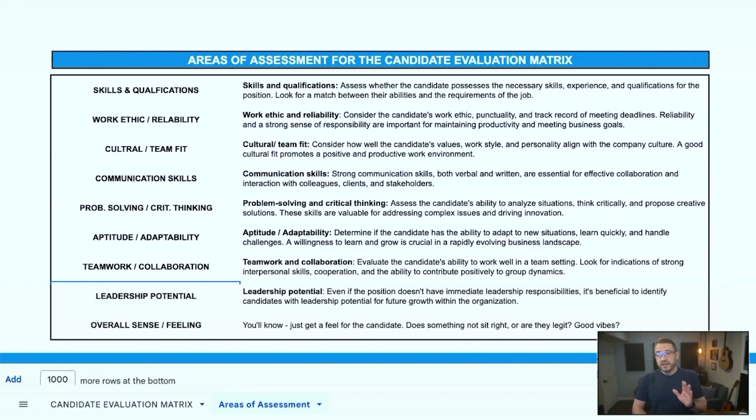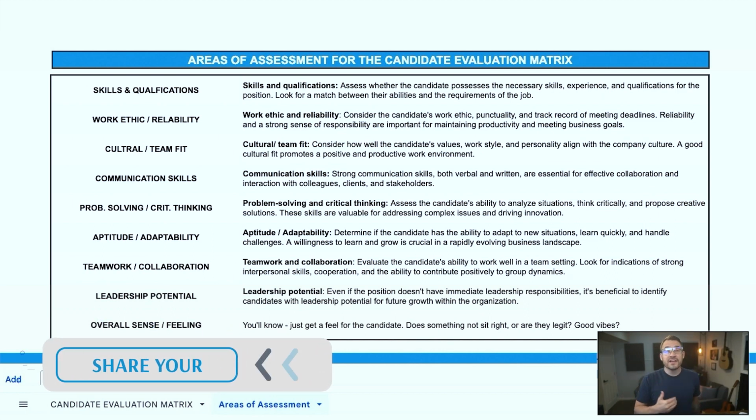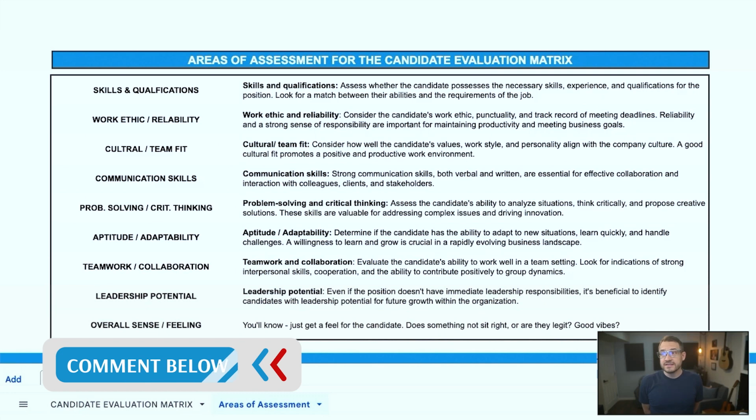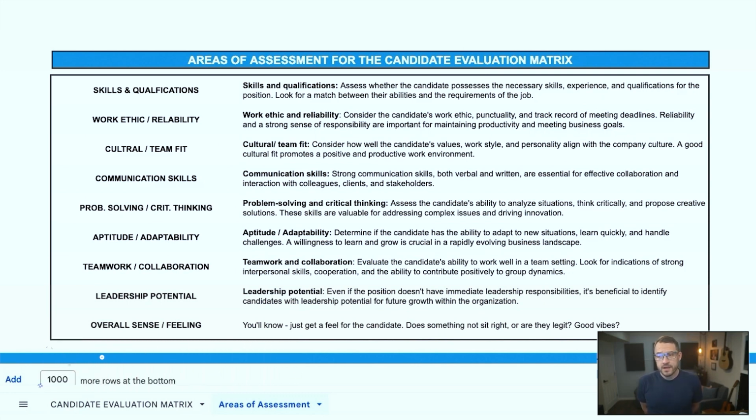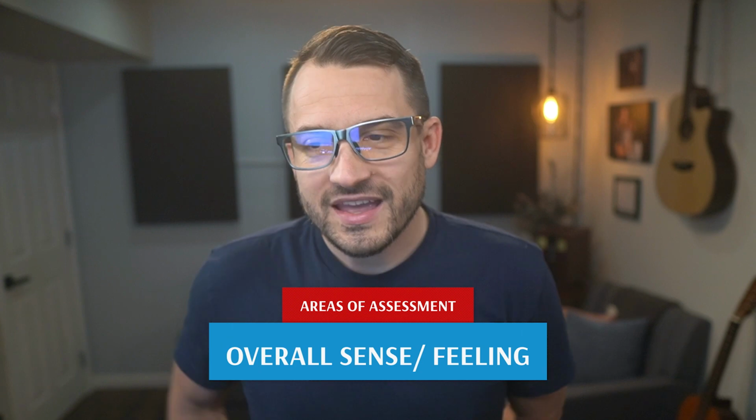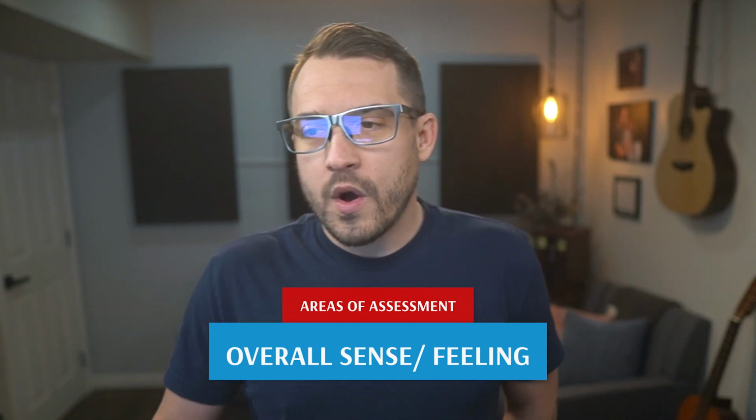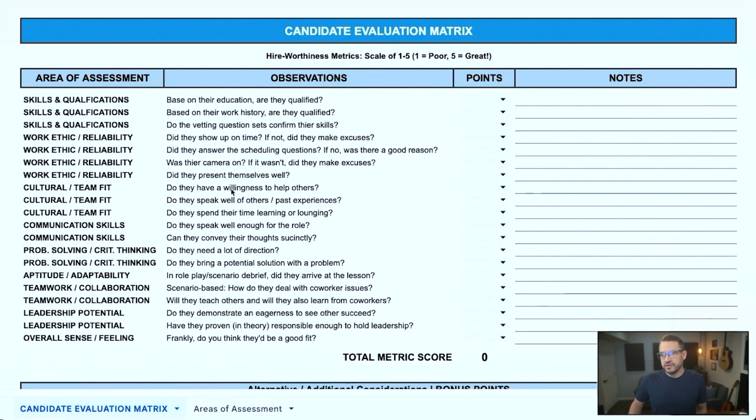So the last thing that I've included in here, and again, please comment below if there's others that you would recommend putting in this list as an area of assessment, but mine's just the overall sense and feeling, right? And my description here is pretty evident, right? You'll know. Just get a feel for the candidate. Does something not sit right? Are they legit? Are you getting good vibes from them? And that's the final one, the area of focus that I would use as an assessment.